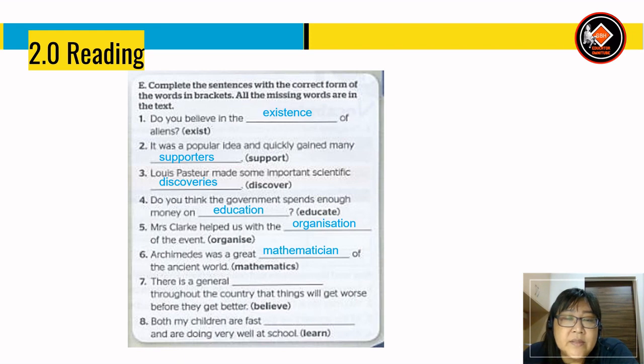Number 7, there is a general throughout the country that things will get worse before they get better. So the word given is belief. Answer is belief. Number 8, both my children are fast. The word given is learn and are doing very well at school. So answer is learners.